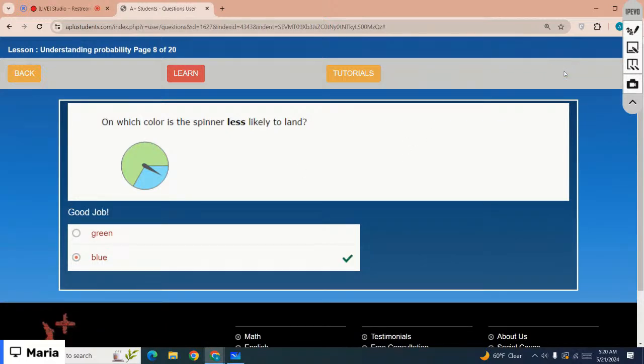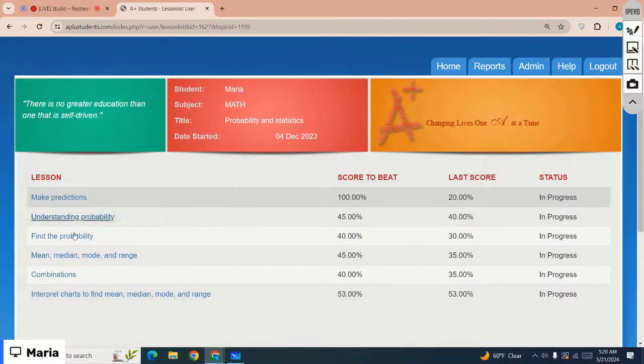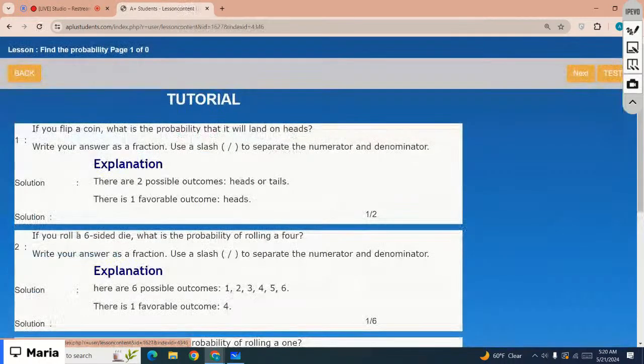Okay, you can complete the lesson by yourself later today. Let me just move on to the next lesson, and the next lesson is find the probability. Let's just start with the next lesson. If you flip a coin, what is the probability it will land on heads? Which is the correct option?